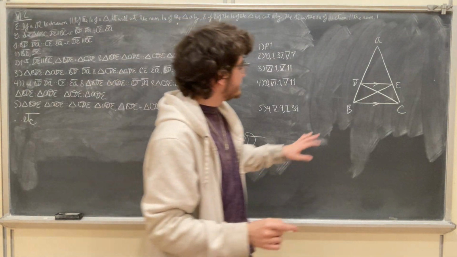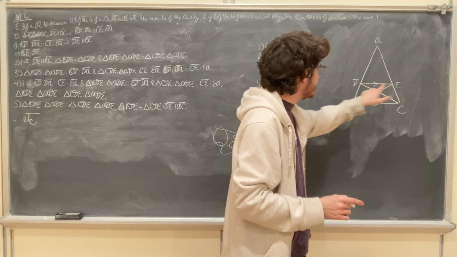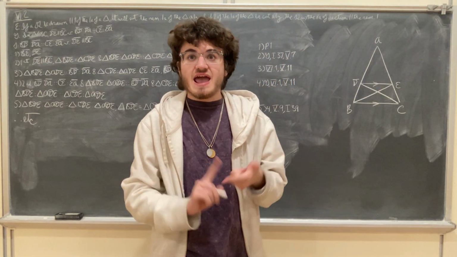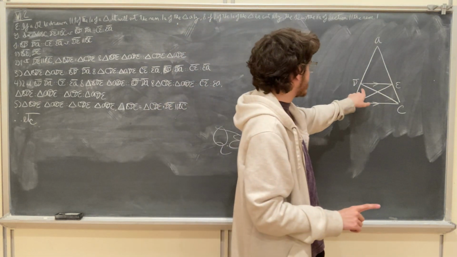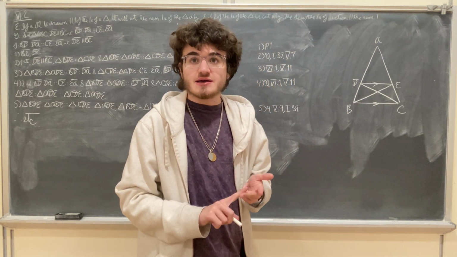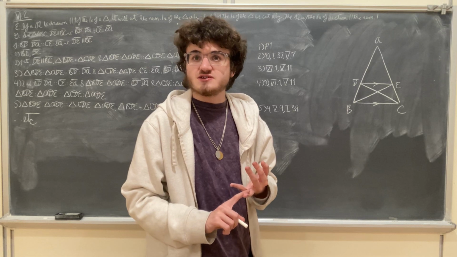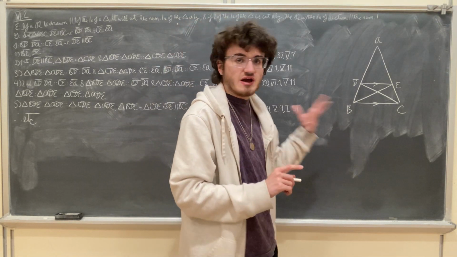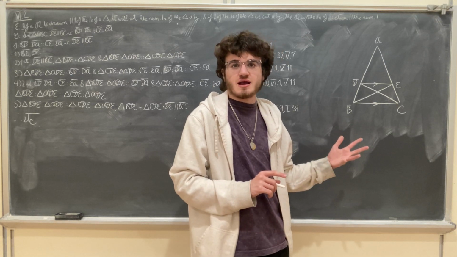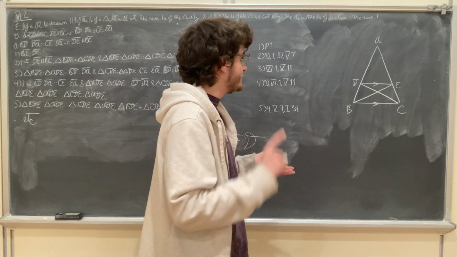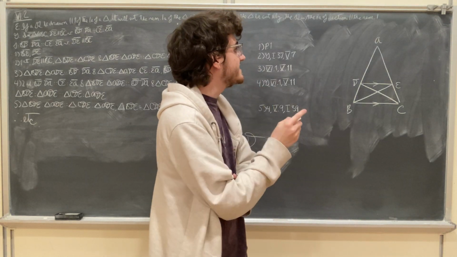Now, because the two triangles BDE and CDE are on the same base and they're in the same parallels, right? We were given that DE is parallel to BC. So they're on the same base and in the same parallels, which means by proposition 1.37, they are equal to each other. Triangles on the same base and in the same parallels or under the same height are equal to each other, and so the triangle BDE is equal to the triangle CDE.